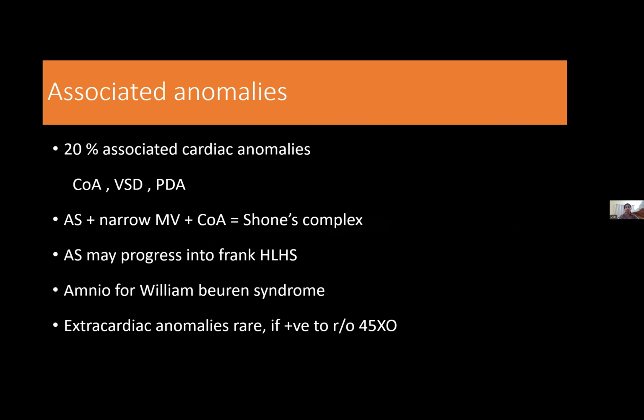In 20% of the cases, there are associated cardiac anomalies such as coarctation of aorta, ventricular septal defect, and patent ductus arteriosus. When there is aortic stenosis with narrow mitral valve and coarctation of aorta, we should suspect Shone's complex. Aortic stenosis may progress into frank hypoplastic left heart syndrome, and amniocentesis for Williams-Beuren syndrome; extracardiac anomalies are rare. If positive, we have to rule out Turner's.